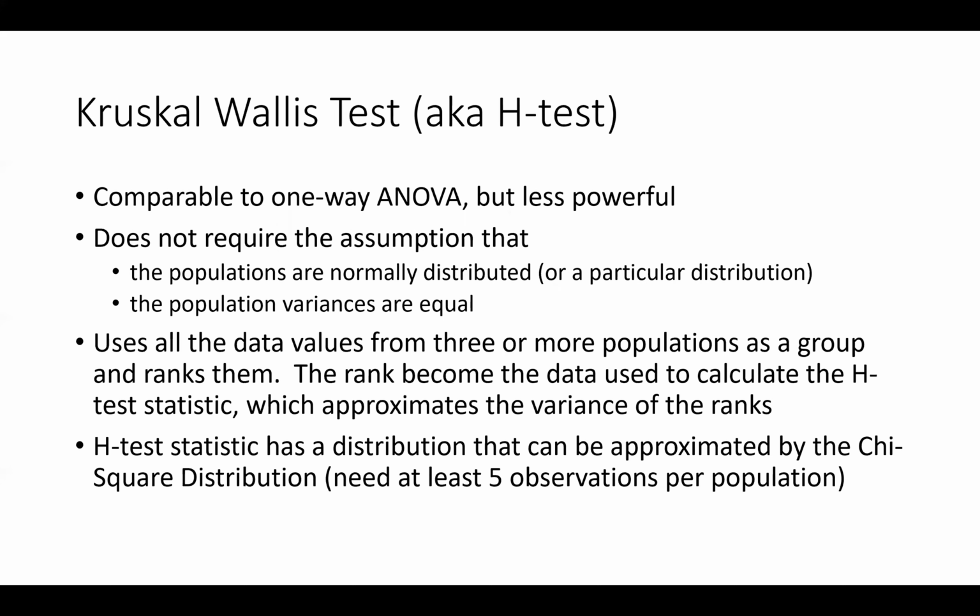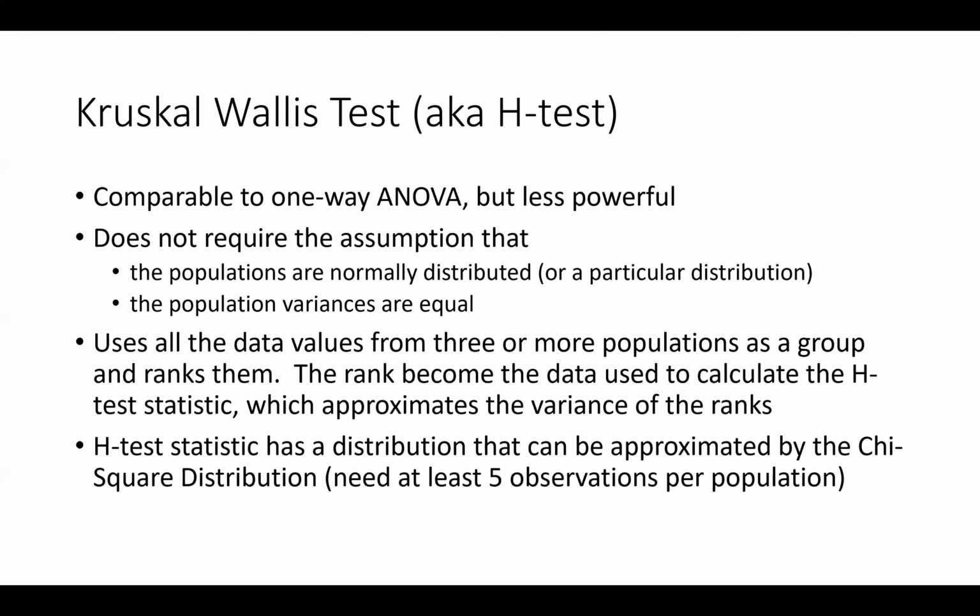Again, it is comparable to the one-way ANOVA, but it's less powerful because we don't have the assumption that our distributions are normally distributed, or that there is any particular distribution. And we don't have to assume that we have equal variances. If you'll remember, when we did the Minitab command, we had the little box checked that said assume equal variances, which is one of the assumptions we make for analysis of variance that we talked about last week.